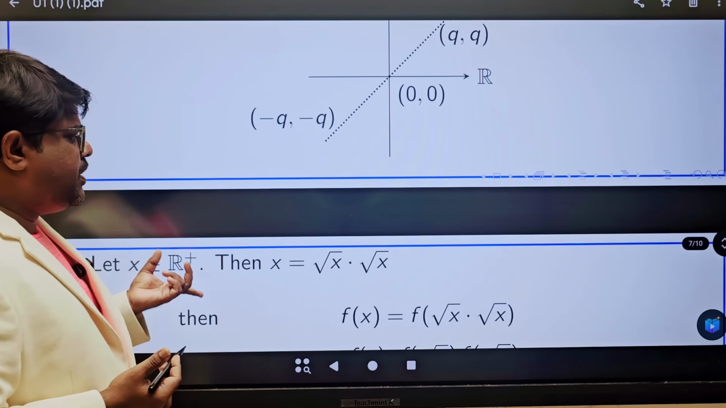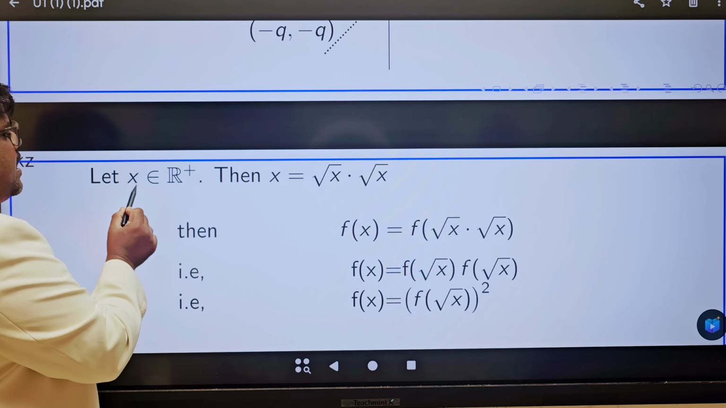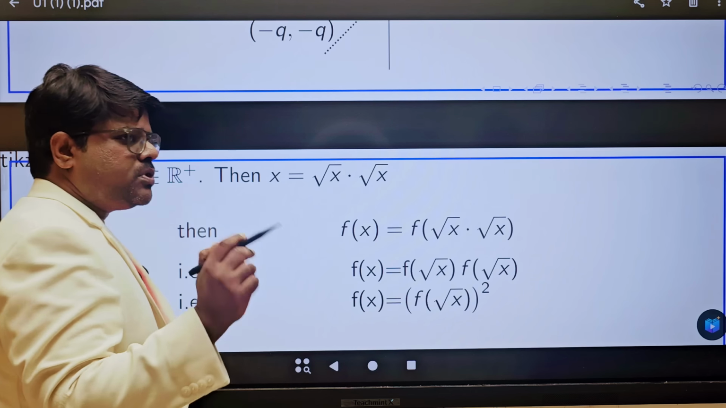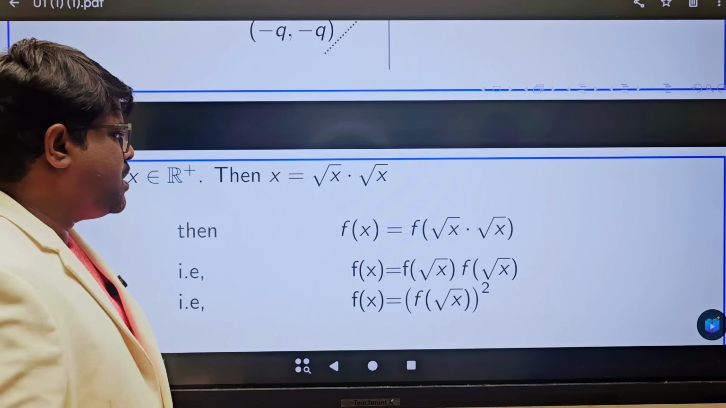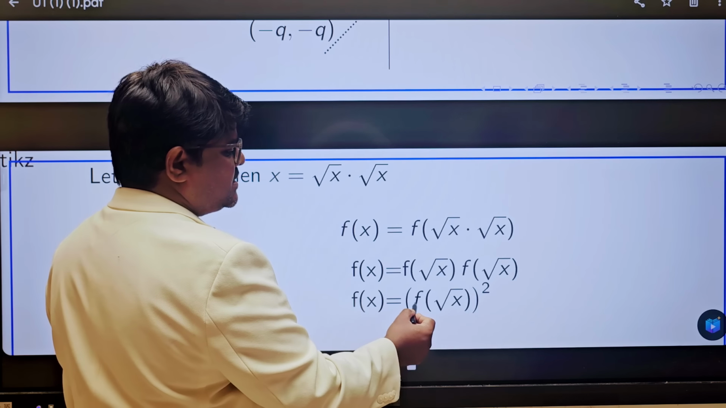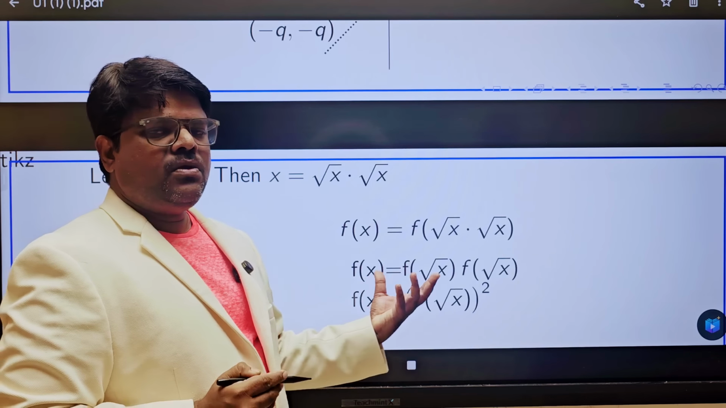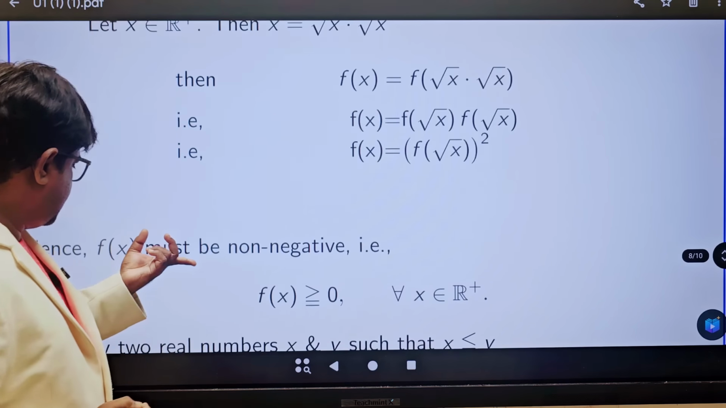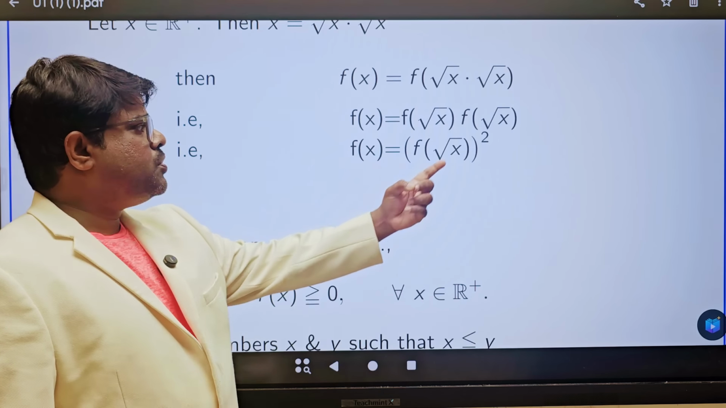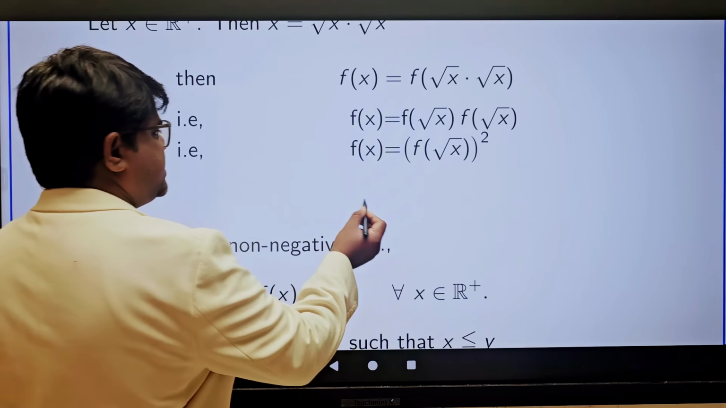For that, just see this step. Let x belong to R plus, then x can be written as root x into root x, because root x into root x equals x only. So f of x equals f of root x into root x, and the final answer is f of root x whole square. Since this is a square, it is either 0 or positive. Hence the function f must be non-negative, that is f of x is greater than or equal to 0. Due to the square term, it may be 0 or greater than 0. That is what we have understood from this result.